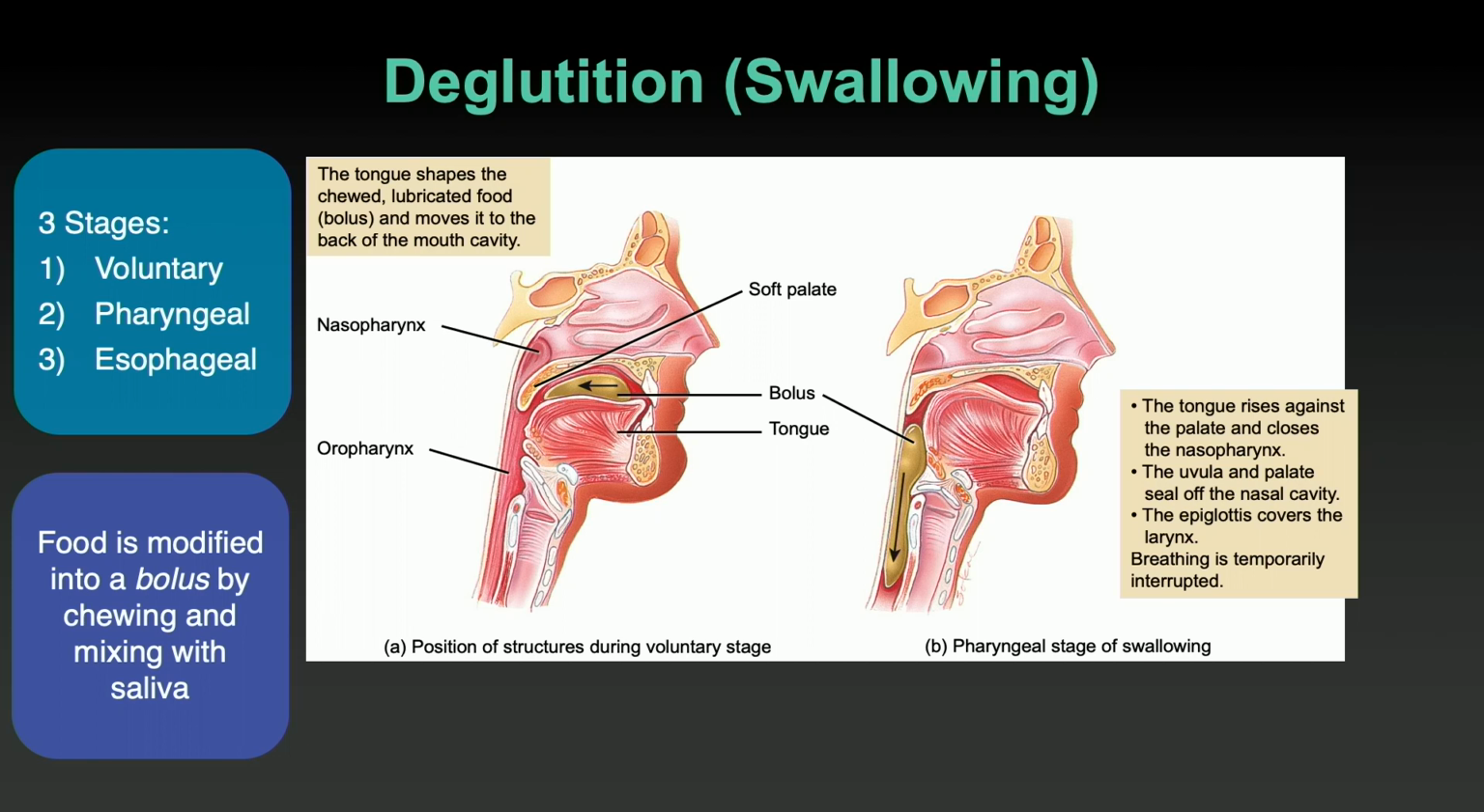Now the action is aided by, again, the tongue. So the soft palate moves up to close off this passage, and you can see the tongue here as you swallow pressing up against the soft palate to help seal the nasopharynx.